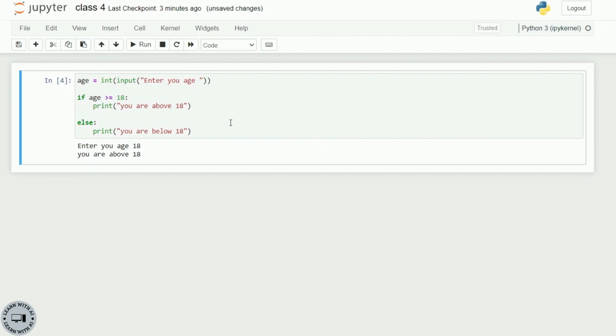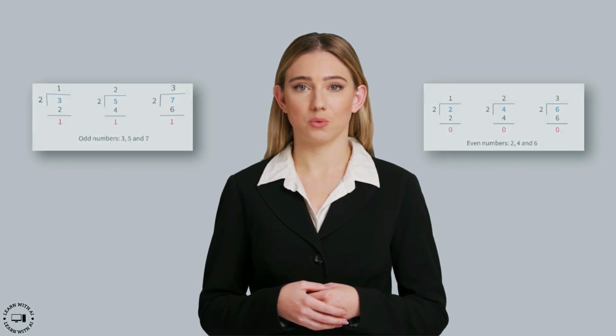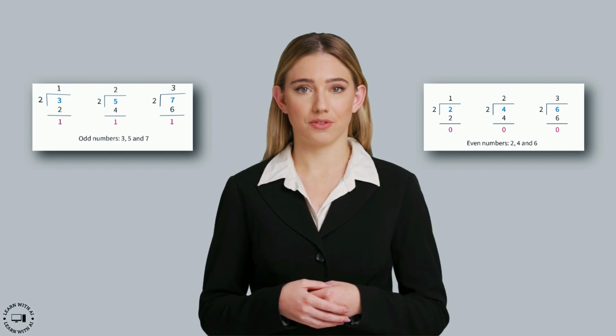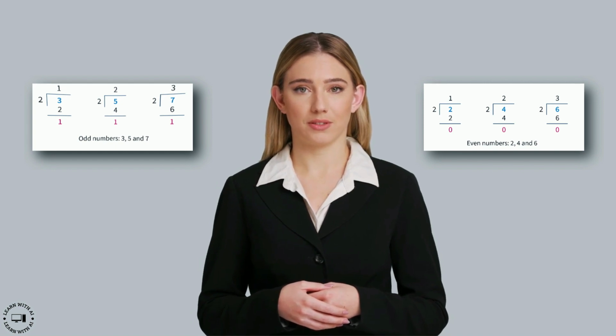So now it will give us that you are above 18. So this was a simple program, I hope you understand. Let's take another example. Suppose I want to check whether a number is odd or even. I am assuming that you know what odd and even numbers are. Odd numbers are integers that are not divisible by 2, while even numbers are integers that are divisible by 2.